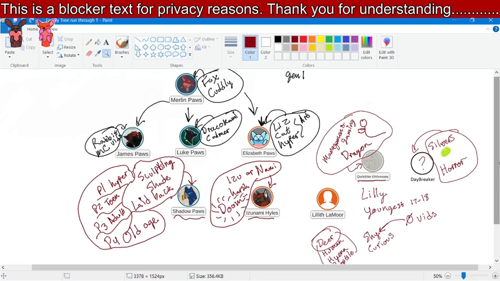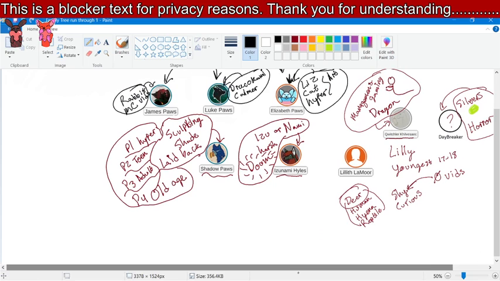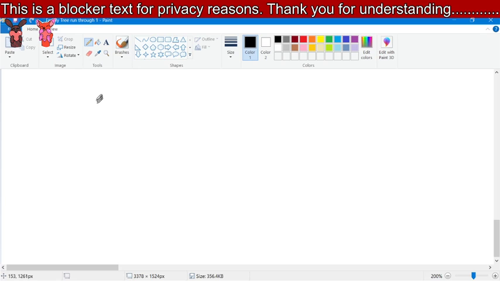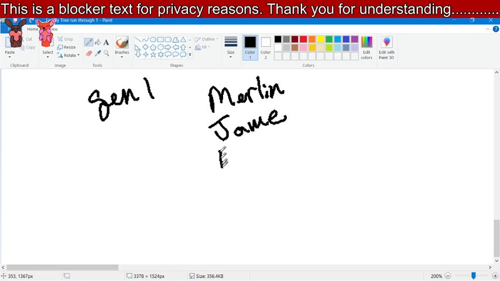Now the thing is we have our Gen 1s again, which are here. I'll write it over here. So we have our Gen 1s, which are Merlin, James, Liz, and Luke. In fact, I'm going to put that up here. Okay, that's the Generation 1. So the first people that showed up, Merlin obviously being the absolute first because he is the host.